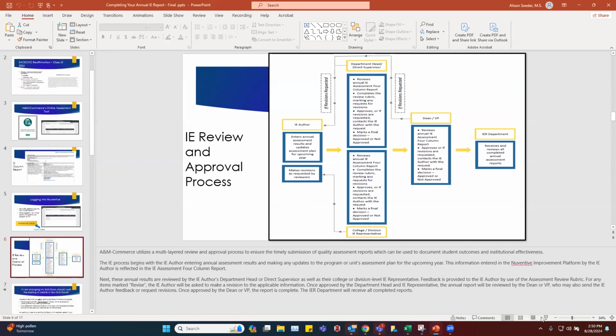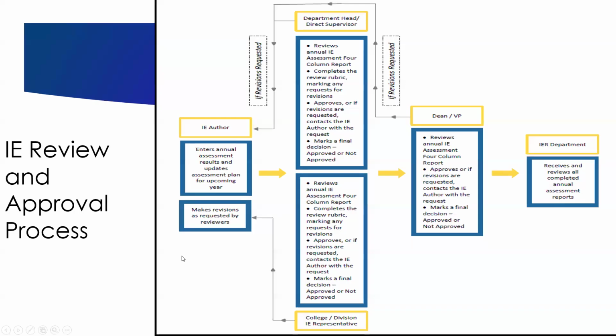So when we look at Nuventive, the IE review approval process has quite a few people involved in it. It kicks off with our IE authors. Very likely, y'all have all been working in Nuventive already, entering those annual assessment results and providing updates for the annual plan. When that's done, following September 1st or that week after September 1st, that's when this information is available for review by the department head or supervisor and your college or division IE representative.